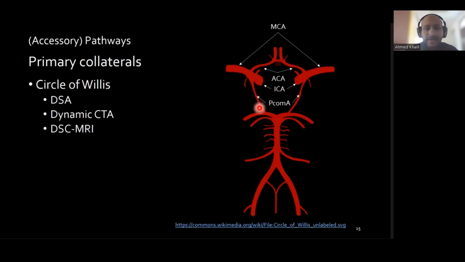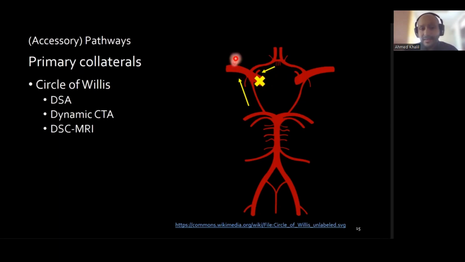So we have a posterior communicating artery that connects the internal carotid artery to the posterior cerebral artery, and we have the anterior communicating artery here that connects both anterior cerebral arteries. And what this means is that if we have a situation like this, where this internal carotid artery is blocked, then blood can still reach the area supplied by this right middle cerebral artery, because there are pathways, for example through this posterior communicating artery or through this anterior communicating artery, that can deliver blood to that area.